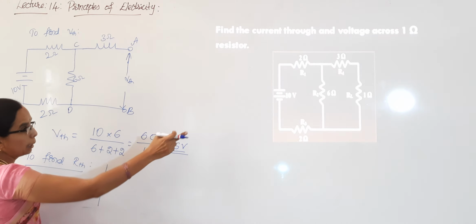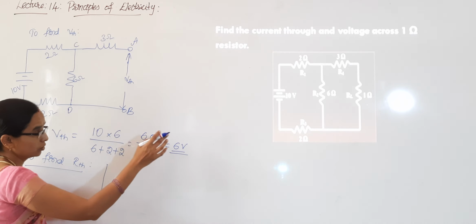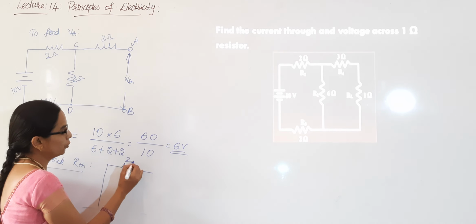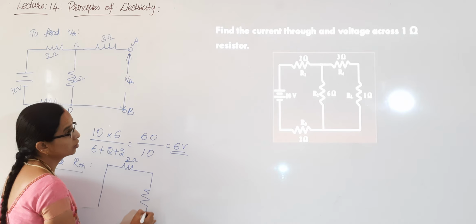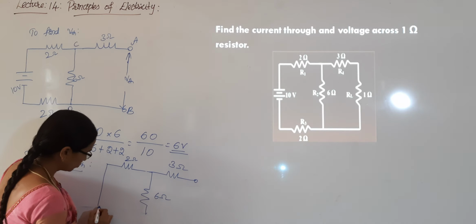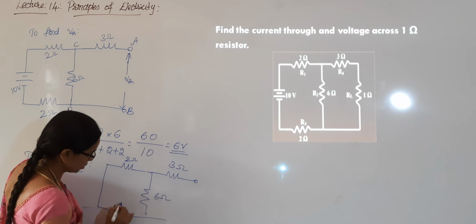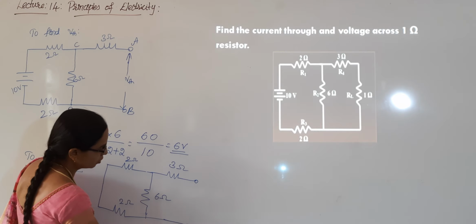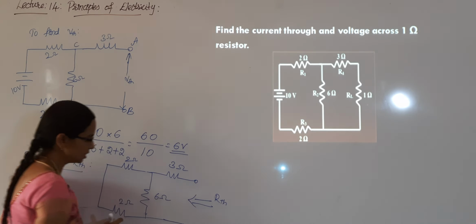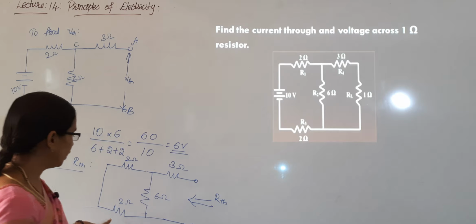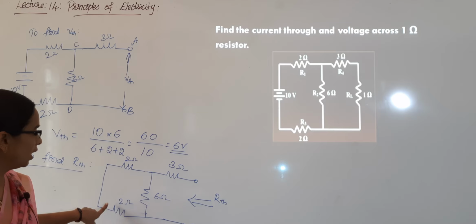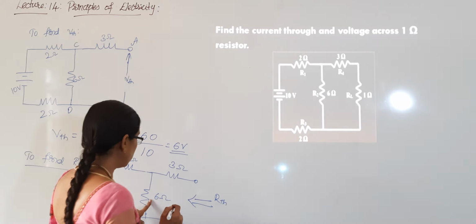For that I need to replace the voltage source, 10 volt voltage source, by short circuit, and the resistors 2 ohm, 6 ohm, 3 ohm, and here also we have one 2 ohm resistor. Don't forget to include that. We have to calculate the RTH by looking at this end. What happens? R1 and this 2 ohm, these two resistors are in series and they will become parallel with this.